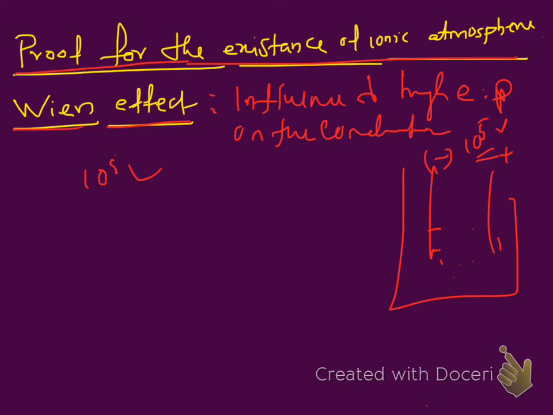We have to apply only a potential greater than the theoretical value plus overpotential. That is the only expected value. But if we increase the potential up to 10 raised to 5 volt, what actually happens is that the speed of the ion increases to 0.1 meter per second, but the relaxation time is only 10 raised to 9 times less than it.